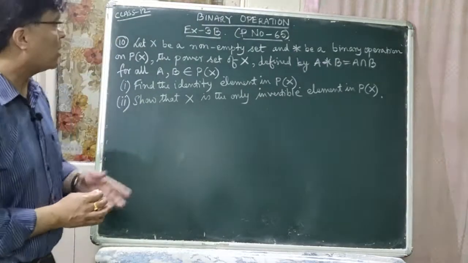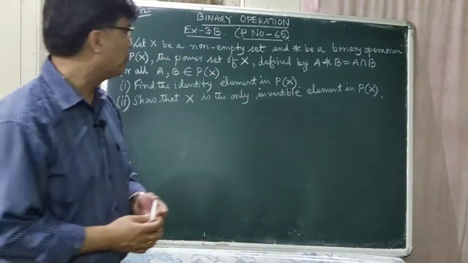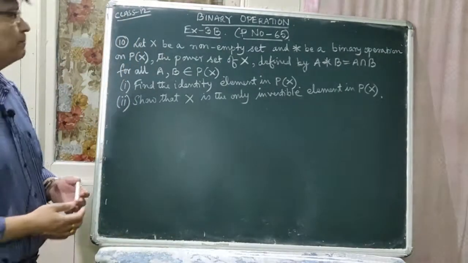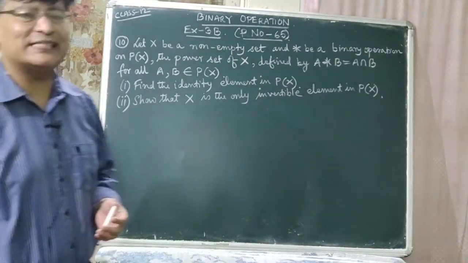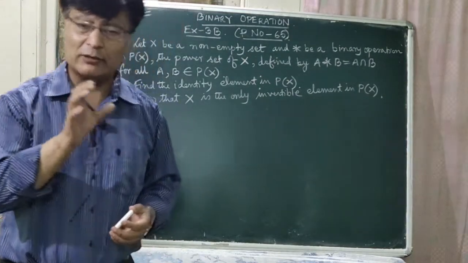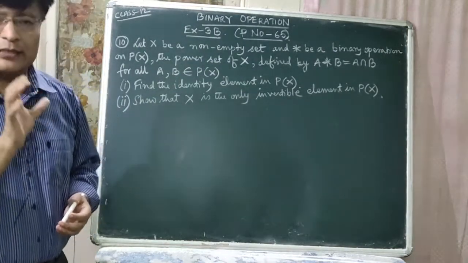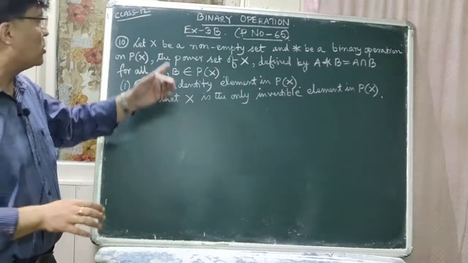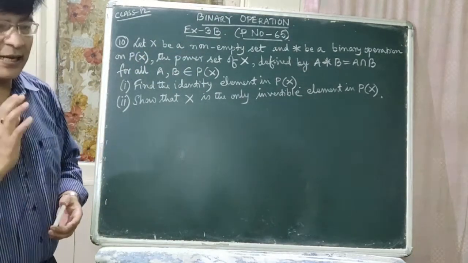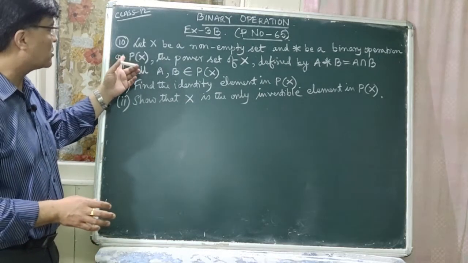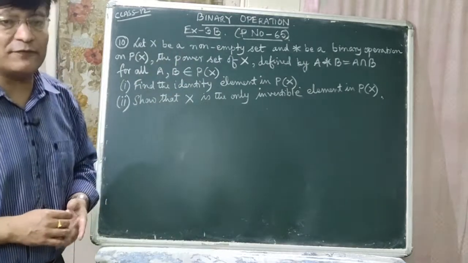Okay. So now we'll do exercise 3B, page number 65. This is question number 10. Here question number 10 is: let X be a non-empty set. The X is a set, and it is a non-empty set. Since it has got some elements, this X is taken as a non-empty set. And star be a binary operation on P of X. P of X is the power set of X.